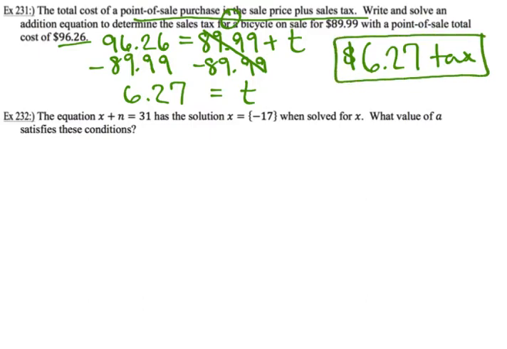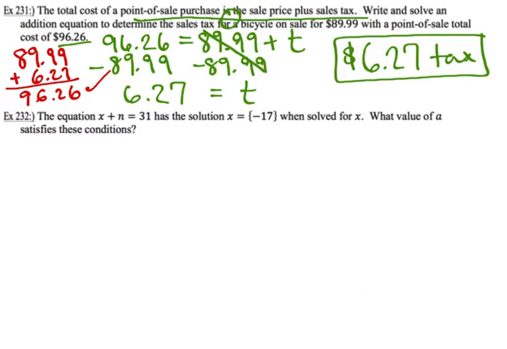Now I do want to double check that. Since it's a situation problem, I'm double checking it using the original situation rather than putting it into my equation. I could have done something wrong with the equation. So $89.99 was the original price. $6.27 in sales tax. This brings us up to $96.26, which is the final sell price, that is checked and it is correct.